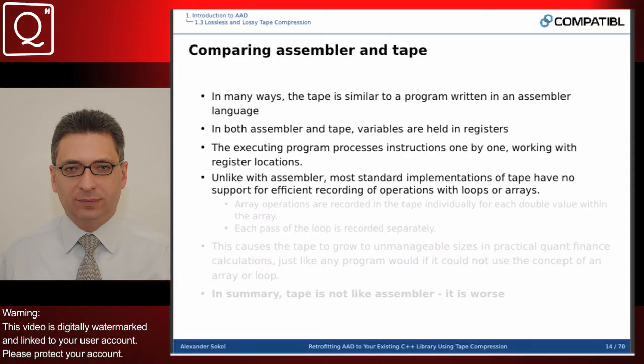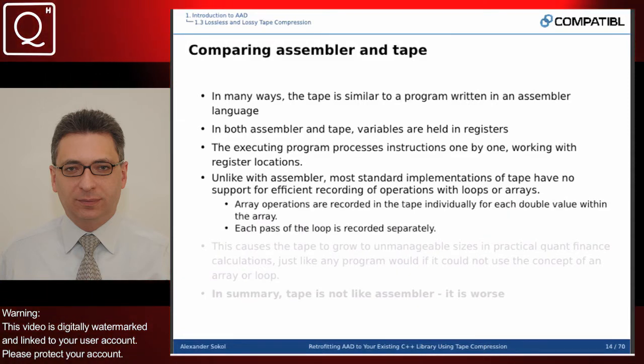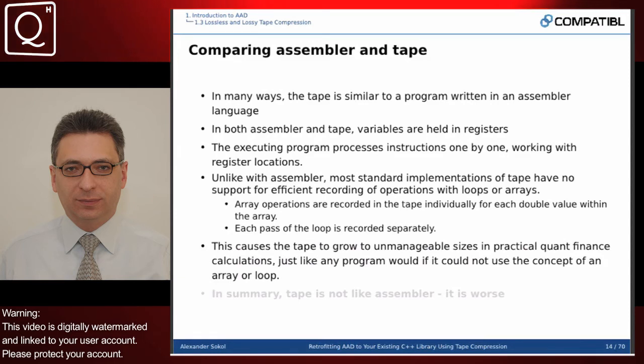And the only difference here is that it's worse than assembler, because in assembler you can have a loop, but in a tape you cannot have a loop, right? Even though we're planning, as additional enhancements to tape compression, to add support for loops in TapeScript, but not yet. So normally in assembler you can have loops, but not in a tape.